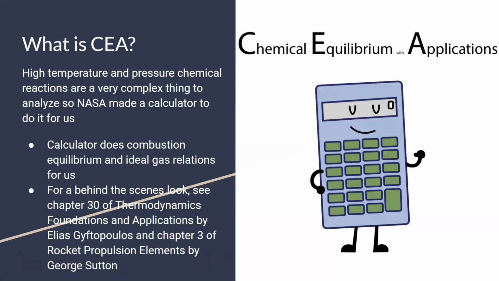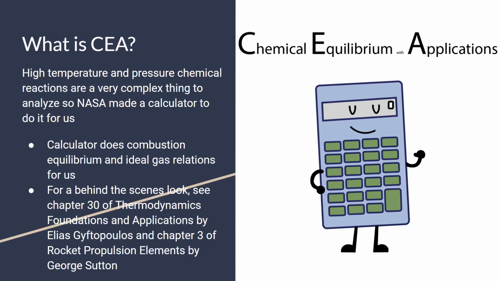As you know, in a rocket engine, there's combustion of your fuel and oxidizer, which happens at very high temperatures and pressures. And I don't know if you guys remember from AP chemistry, but a lot of these reactions are equilibrium reactions, so it doesn't always go all the way to completion. There's lots of weird intermediate compounds and stuff, and that's all very difficult to calculate by hand. So NASA made a calculator to do it for us.